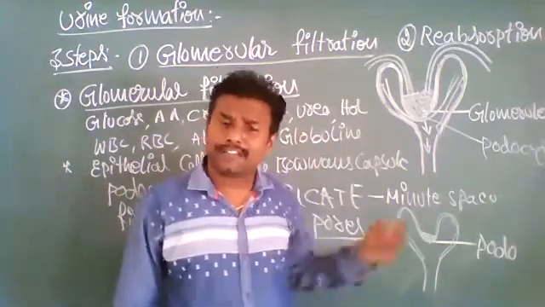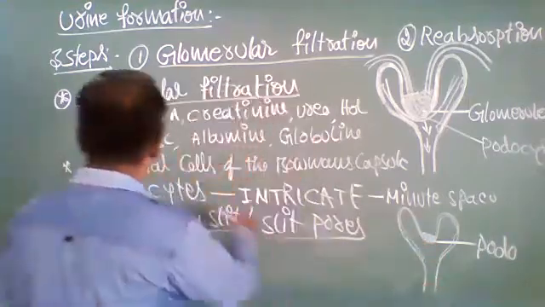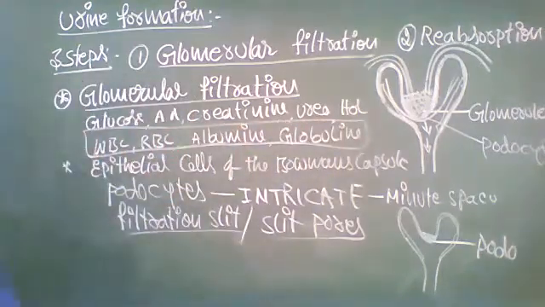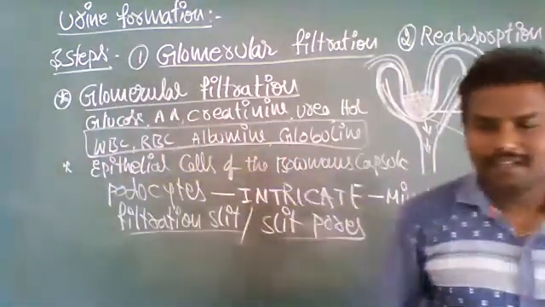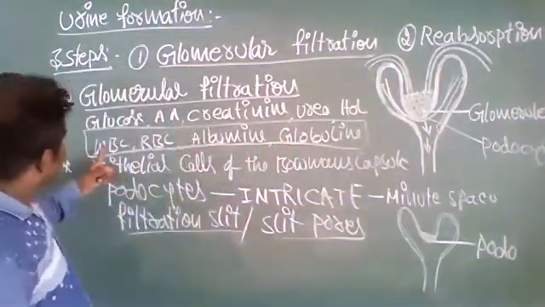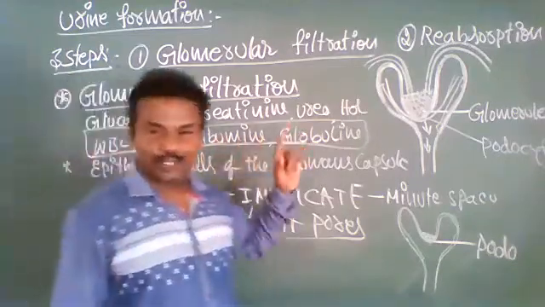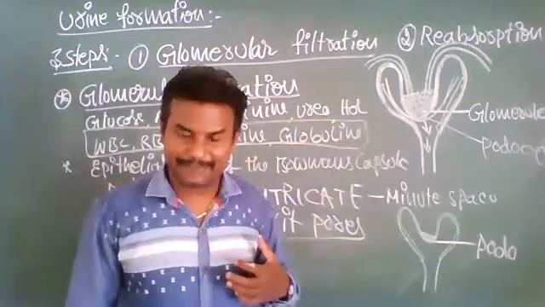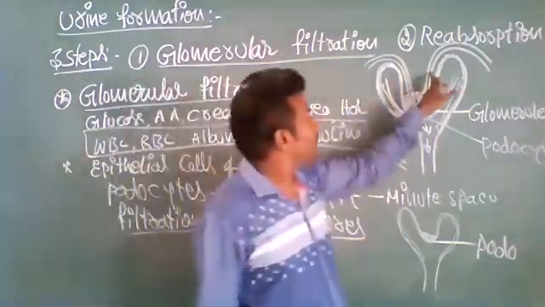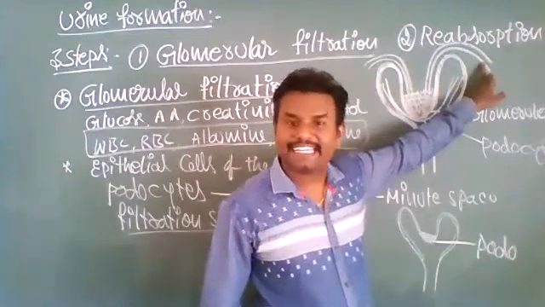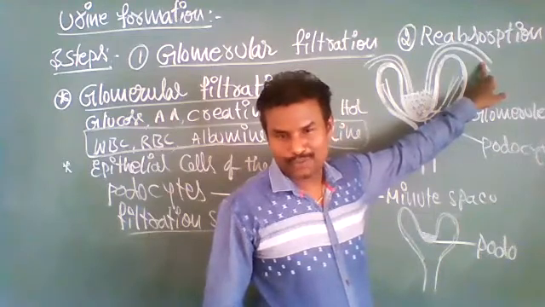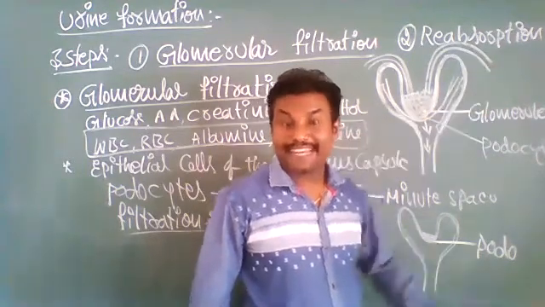Almost all the components of the plasma are filtered, except white blood cells, red blood cells, albumin, and globulin. These are useful materials, and they go back through the efferent arteriole. The efferent arteriole is finally connected to the renal vein.